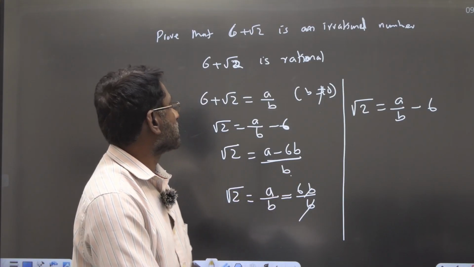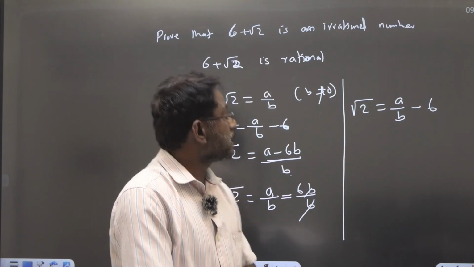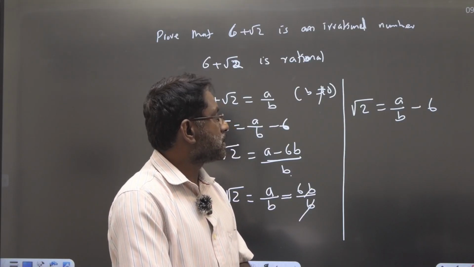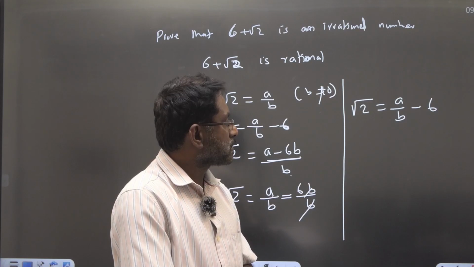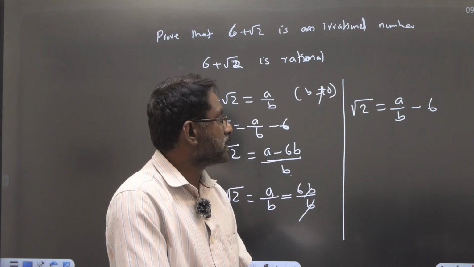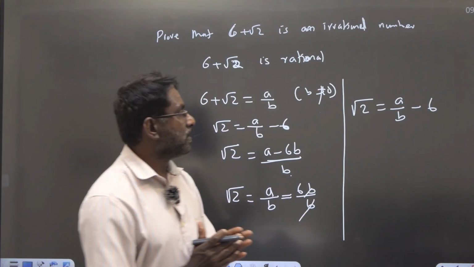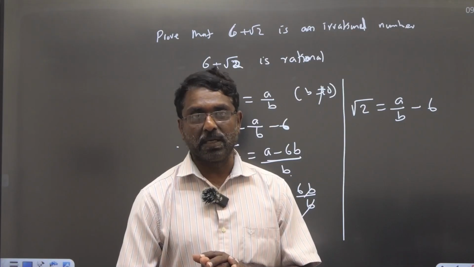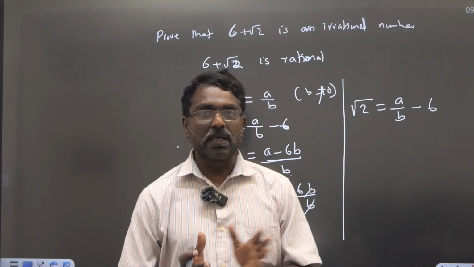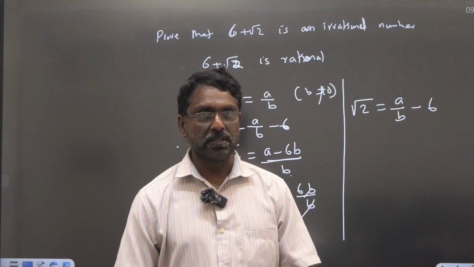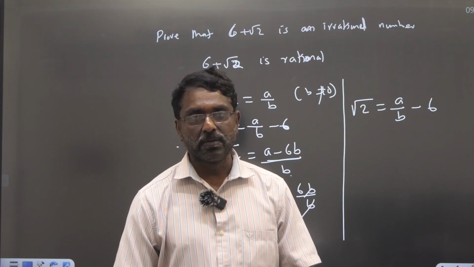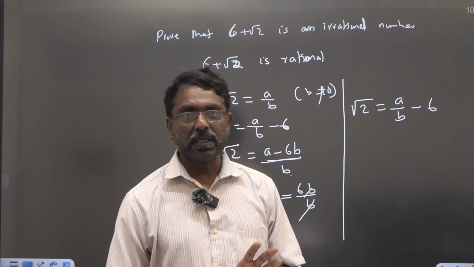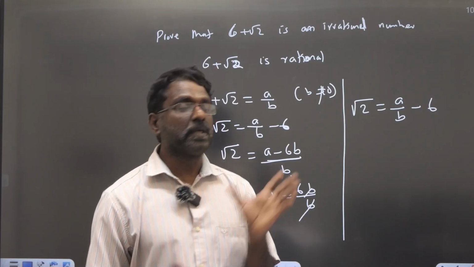Our theory section, NCERT book, is almost completed. This first chapter, real numbers, is completed. Almost all types of questions we have discussed. In the next class, we will discuss some MCQs, multiple choice questions, from this chapter. The theory topics and other subjective questions are completed.